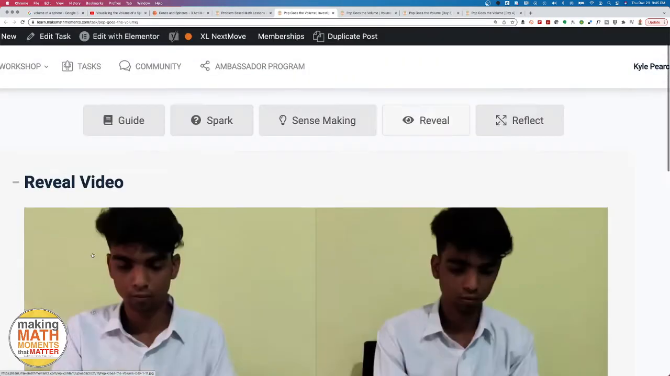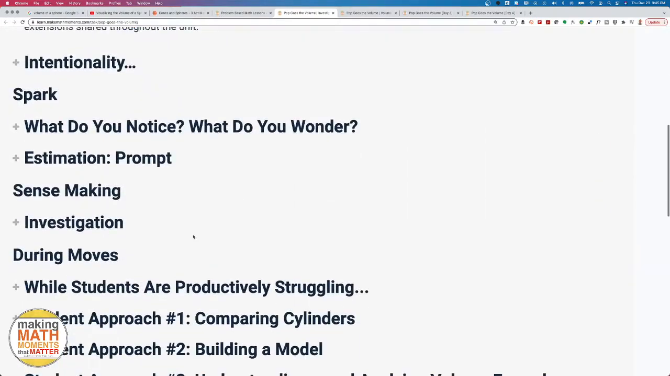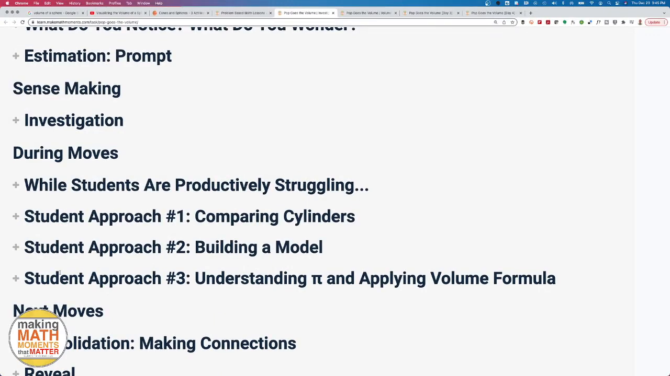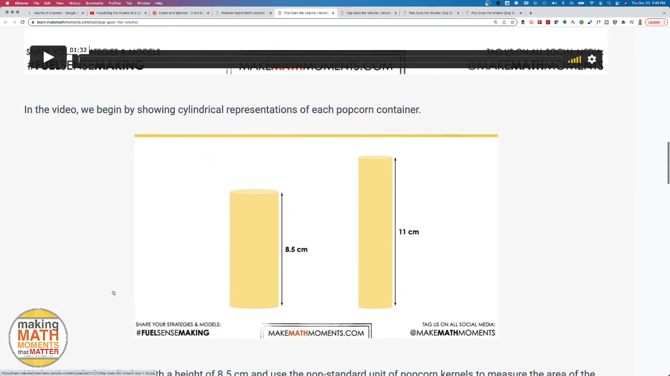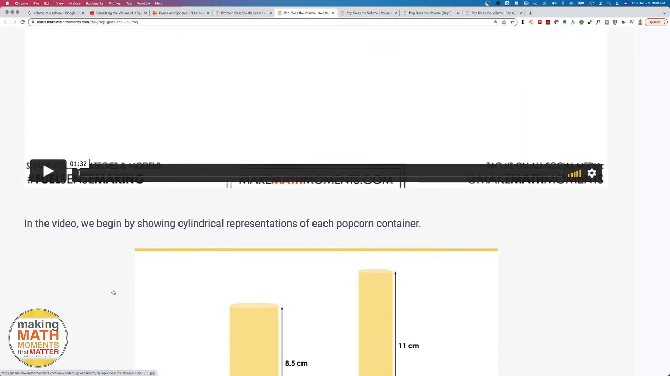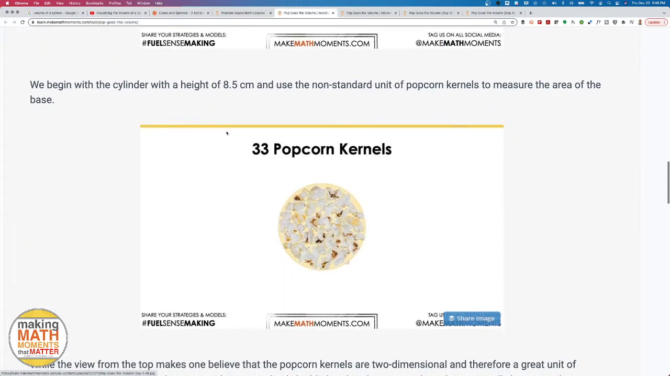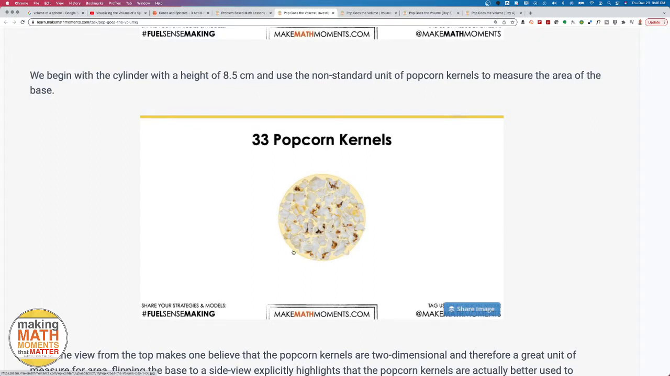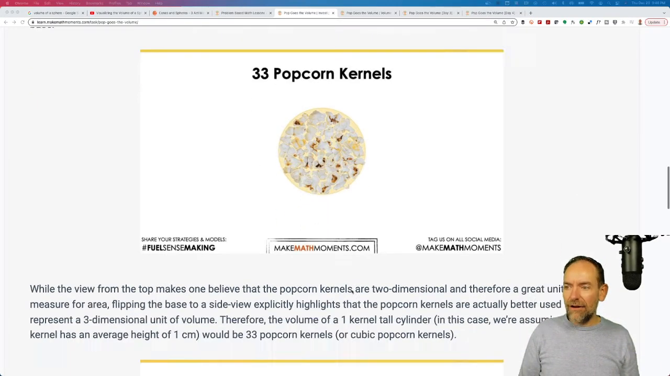Now from here, we want to consolidate, and you'll see in the guide tab that you can head down and see different student approaches. But ultimately, at the end of the day, we want students to gain an understanding of what's actually going on here. And we have a visual created where students can see this taking place. We use popcorn kernels to model the area of the base and show how many kernels it would take to cover the area of the base.